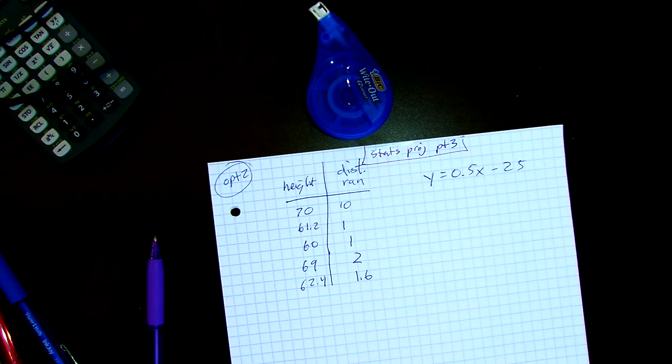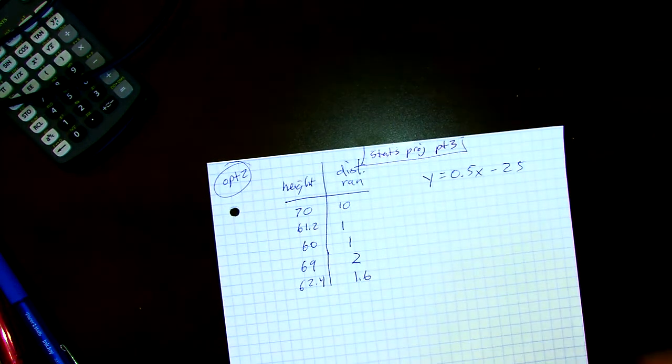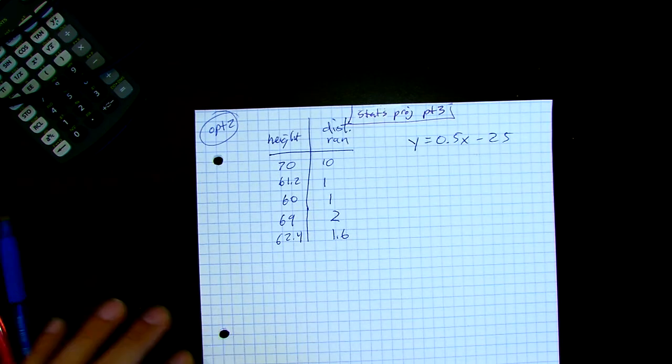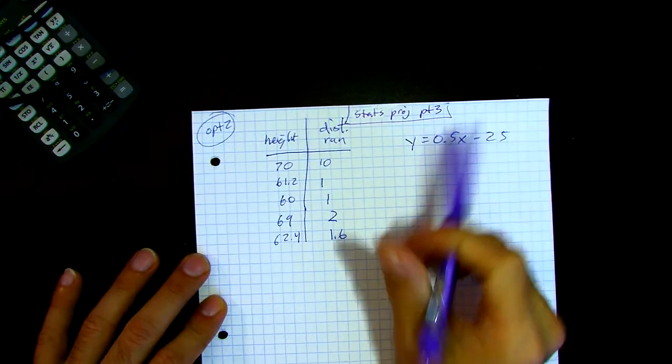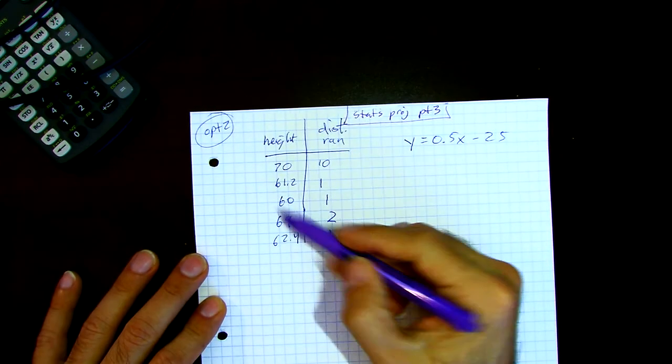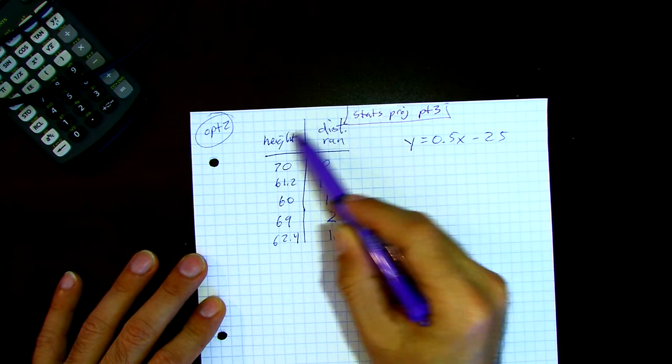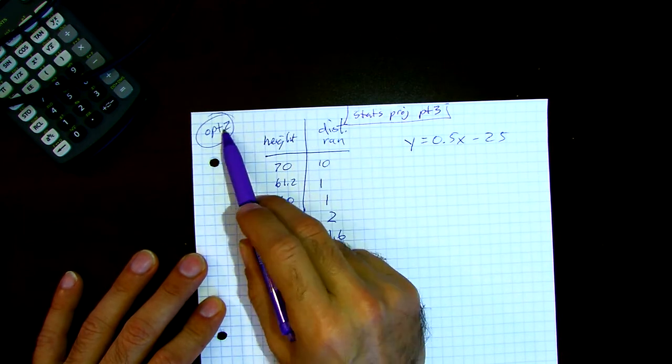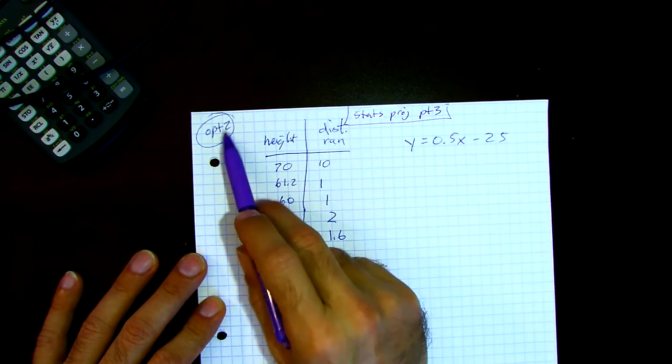So we're doing part 3 of the stats project right now. And with part 3, we are using the information from part 1. So I kept the same grouping, the same height and distance ran. That was the one that I chose. That was option 2. So for part 3, I'm keeping with option 2.